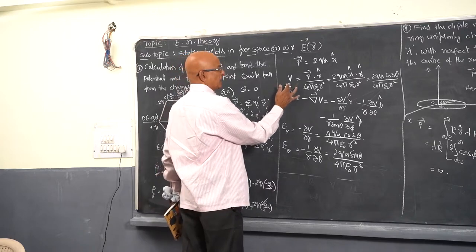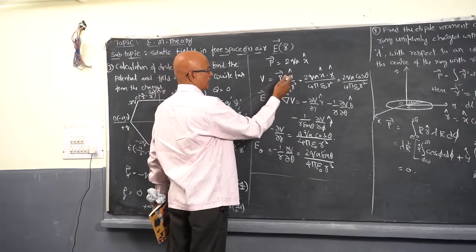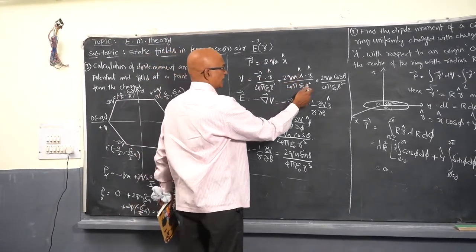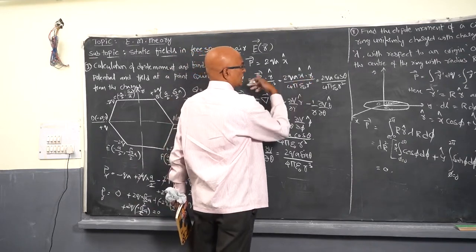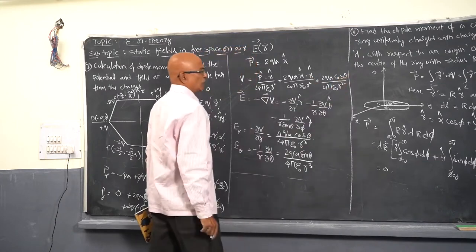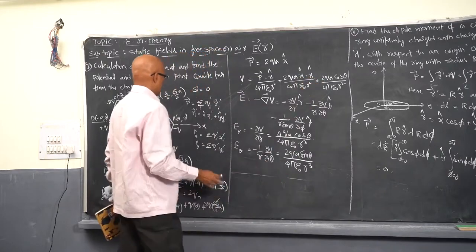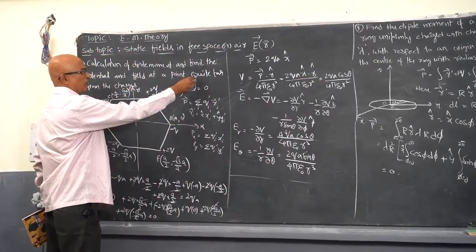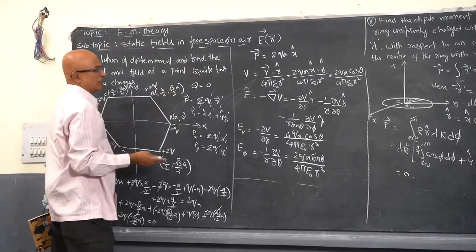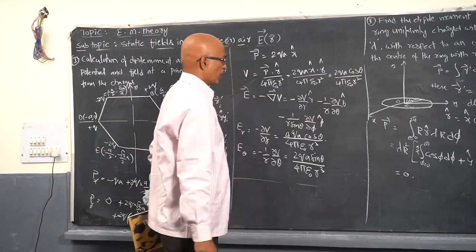Then the potential of this dipole contribution is P dot r cap by 4 pi epsilon r square. You got P as 2QA into x cap by 4 pi epsilon r square, x cap dot r cap. In plane polar coordinates, it becomes cos theta. So 2QA into cos theta, where theta is between x cap and r cap. This is the x cap direction, and you are taking some point far off, and this is the r direction. Between r cap and x cap, the angle is theta. Therefore, 2QA into cos theta by 4 pi epsilon naught r square in plane polar coordinates.